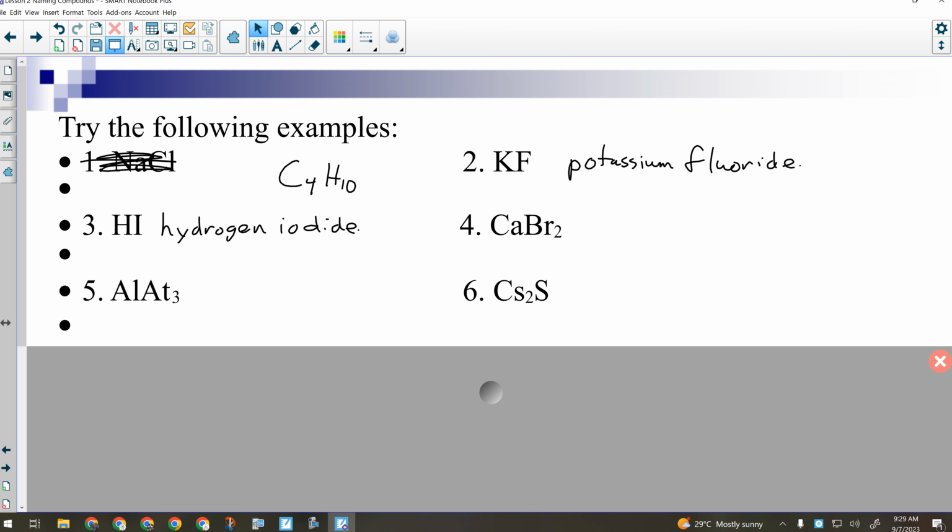Okay, what about this stuff? CaBr2. Calcium bromide. Calcium bromide. Okay, number 5. Aluminum astatide. That's a tricky one, right? Astatide. I added too many N's and T's in there. Yeah, it's one of those tricky ones. There's a few like selenium, where it can be selenide or selenamide, and either one is okay.